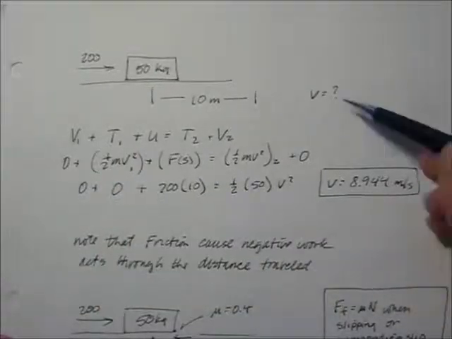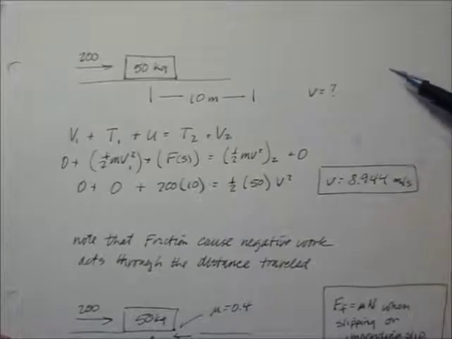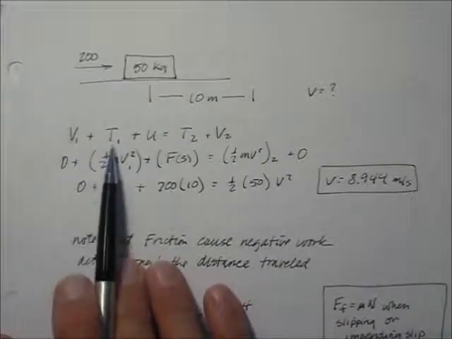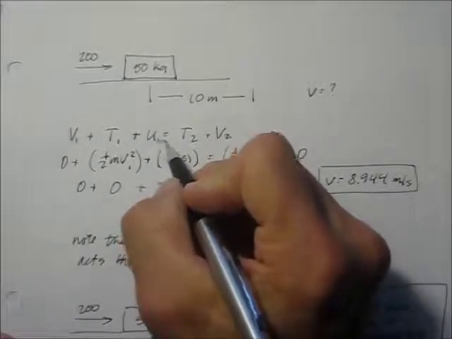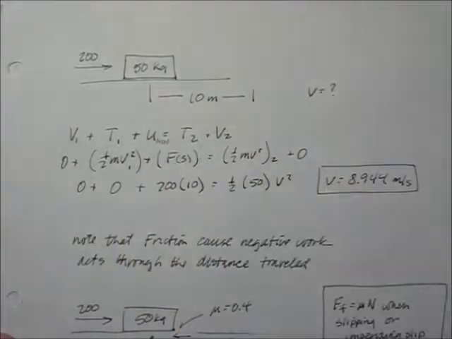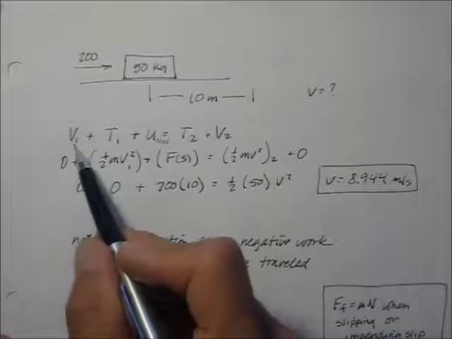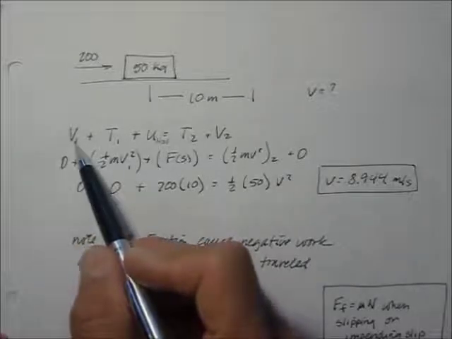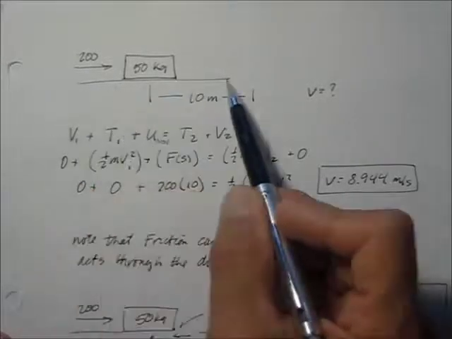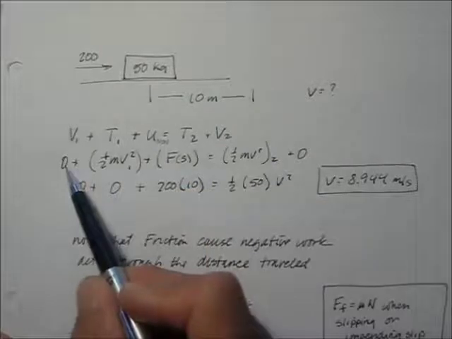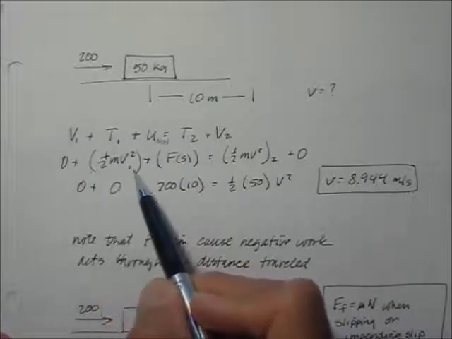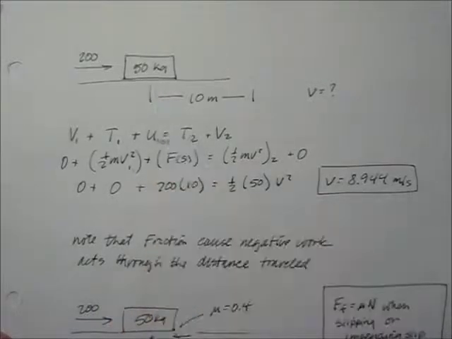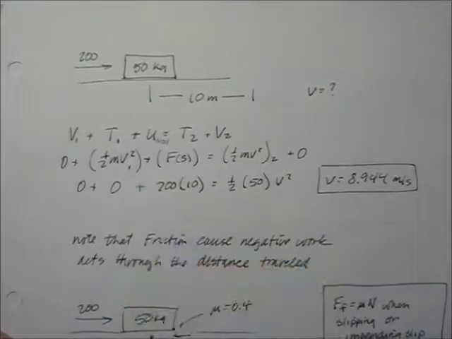What's the speed or the velocity at the end of that? Well, here's our equation: V1 plus T1 plus U non, and I'll put non right there, is equal to T2 plus V2. All right, what is our V1? Well, V1 is potential energy, and we're going to say that it's sitting on the table, so it has no beginning potential energy. T1 is our beginning kinetic energy, 1/2 mv squared. In this case, it is starting from rest, so that term is going to be equal to 0.